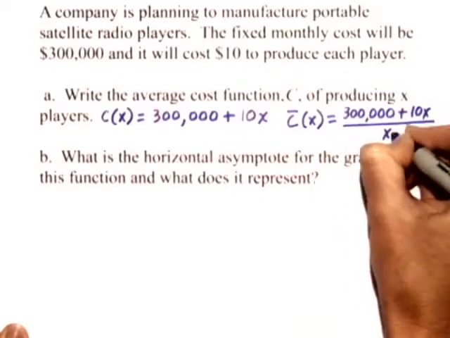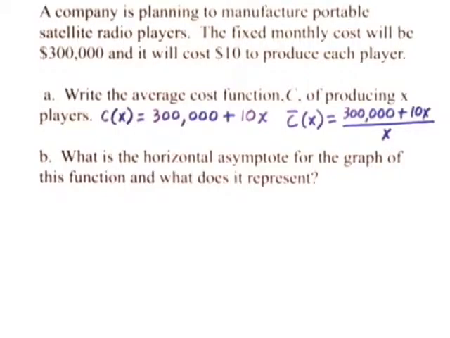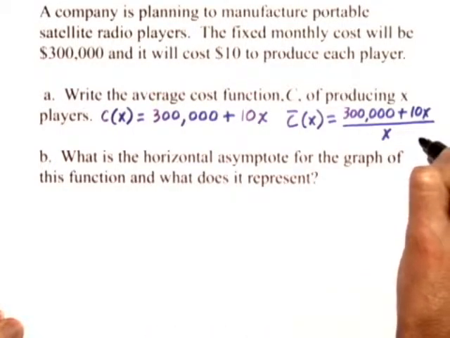all divided by X. Now in part B, what is the horizontal asymptote for the graph of this function, and what does it represent? Well, remember, anytime we find the horizontal asymptote, we simply compare the degree of the numerator with the degree of the denominator.